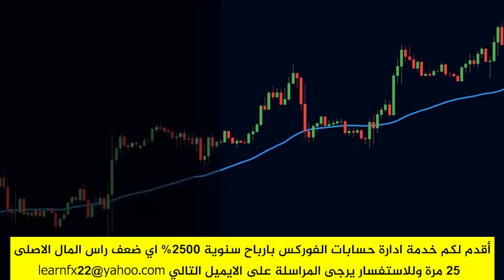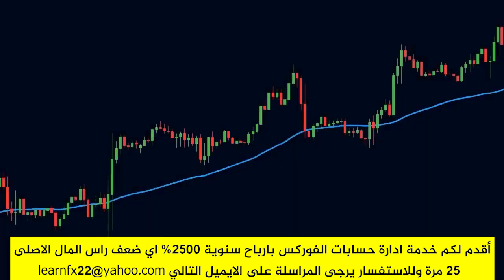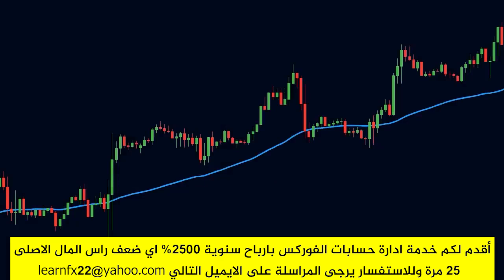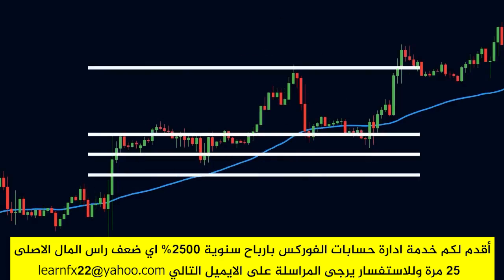Now, our goal is to trade in the direction of the trend. So we will only look for buying opportunities. Now, we see this up move, and we mark the swing low and swing high of this move. Then we stretch our Fibonacci retracement tool from the swing low to the swing high.